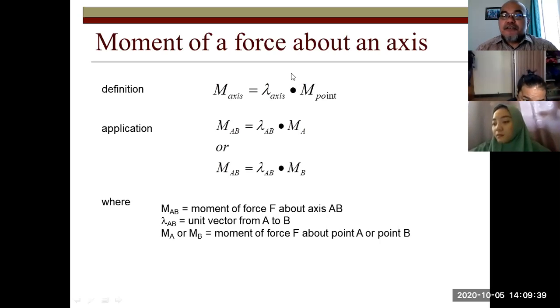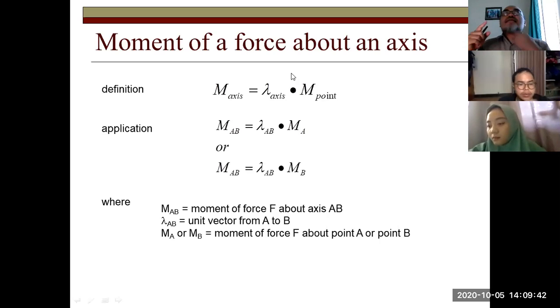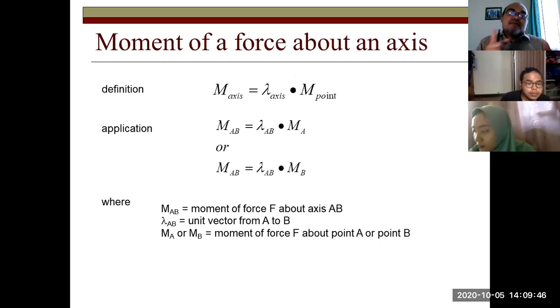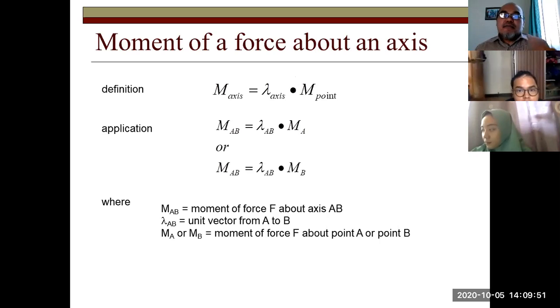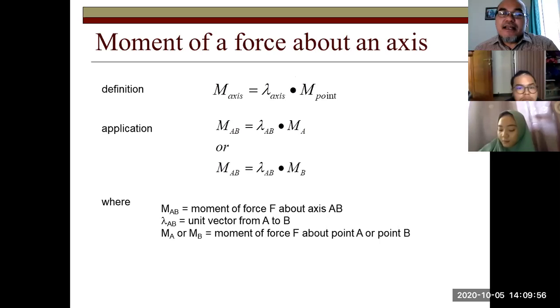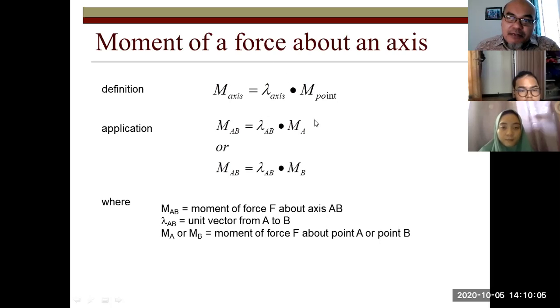Remember again, the definition of a unit vector is the vector divided by its length. So it becomes a vector which has a magnitude of 1 in the direction of that axis. And dot, the moment about a point. So the lambda axis here is basically a vector, because it is a unit vector. Moment about the point here is also a vector, a three-dimensional vector in three-dimensional space.